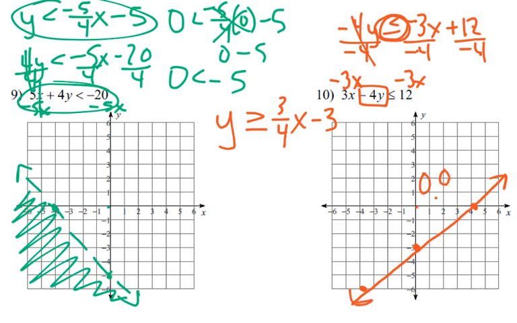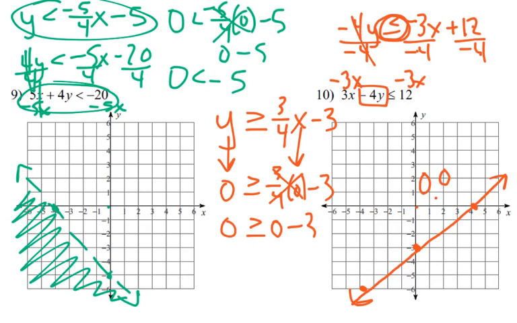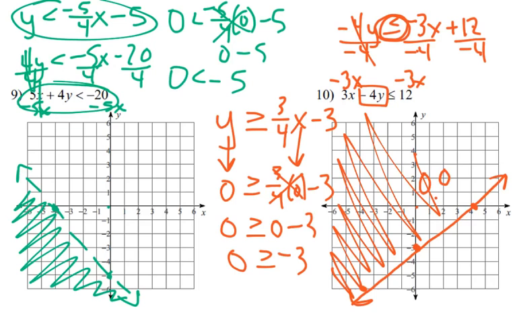Pick my test point 0, 0. 0 for y, 0 for x. Plug it in. That becomes 0 minus 3. 0 minus 3 is -3. Is 0 greater than -3? It is, so we shade the side 0, 0 is on.